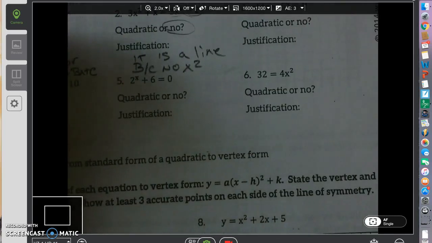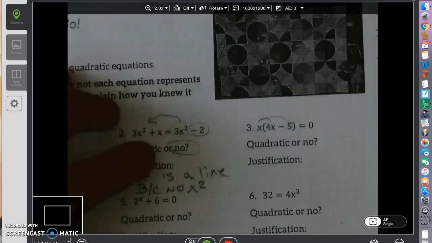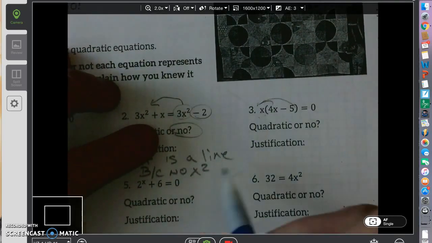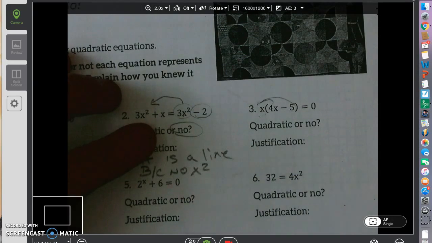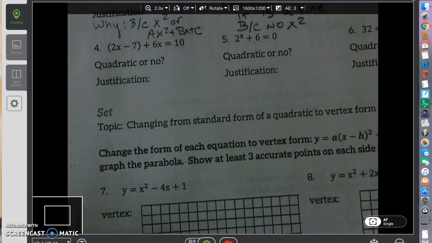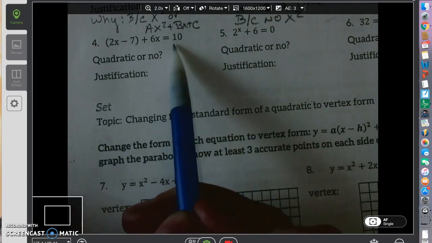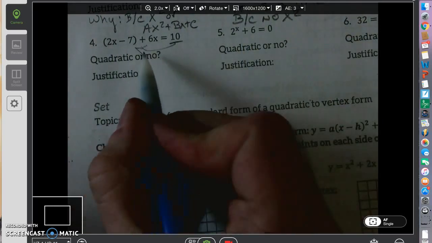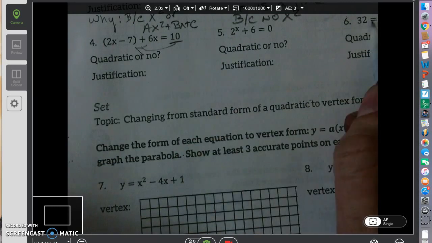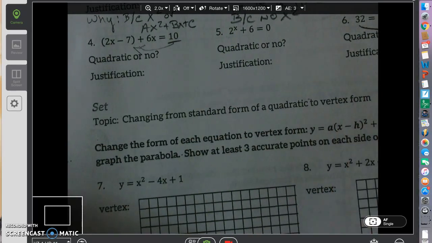So here's number 3. Just distribute the x. If you get an x squared, it's quadratic. You just do that for all of these. So you just combine your like terms, get this number 10 to this side. Then this one, bring this 32 to that side.